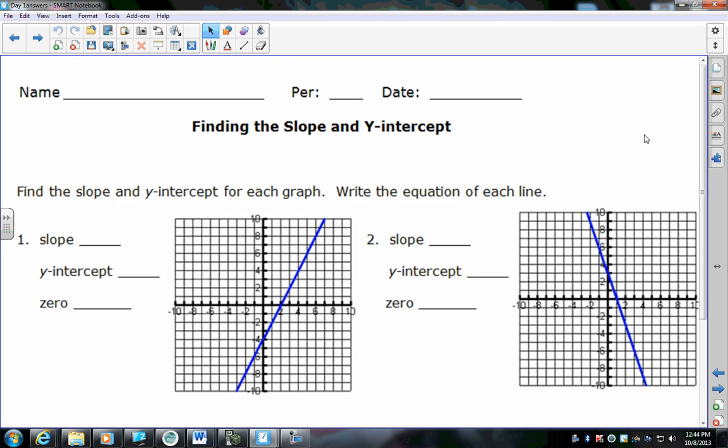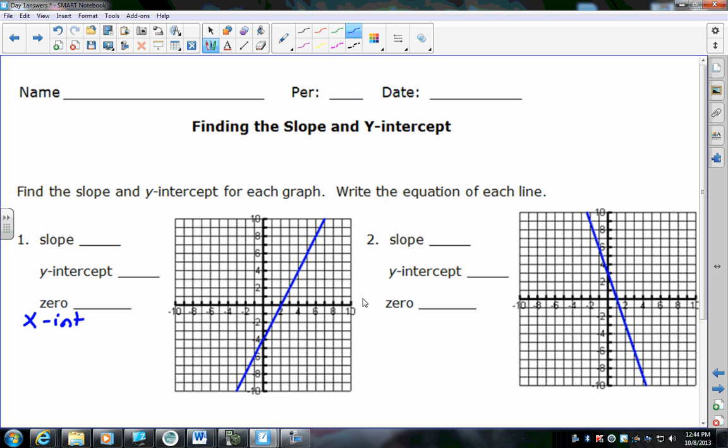Now, going over finding the slope and the y-intercept. First off, to find the slope, we have to figure out our rate of change. How many up and how many over. Then we find our y-intercept and our 0. Remember, the 0 is the same as the x-intercept.